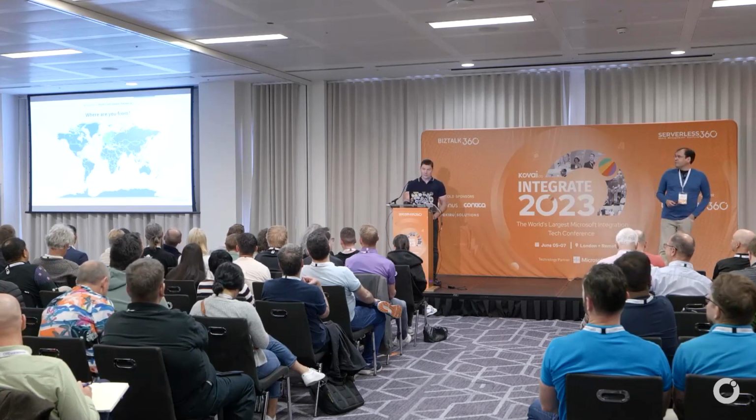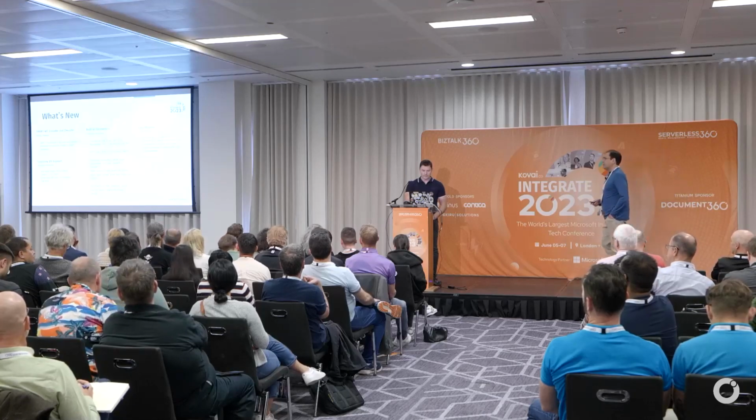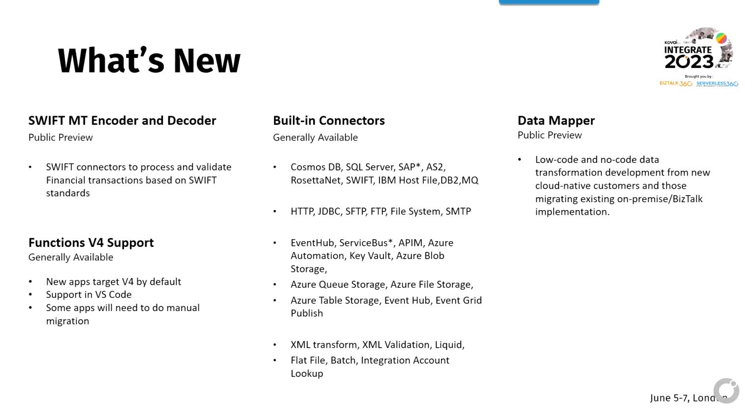We can move forward. So what's new? I highlighted some of those things on yesterday's keynote, but we'll again quickly go through the list. So we released Swift MT encoder and decoder to Logic Apps. So it's in public preview now, and we are looking to GA sometime soon. So you can basically take your Swift workloads, implement them on Logic Apps, and specifically if you used to run something on BizTalk related to Swift, you now have the capability on the Logic Apps as well to bring those workloads to Azure.